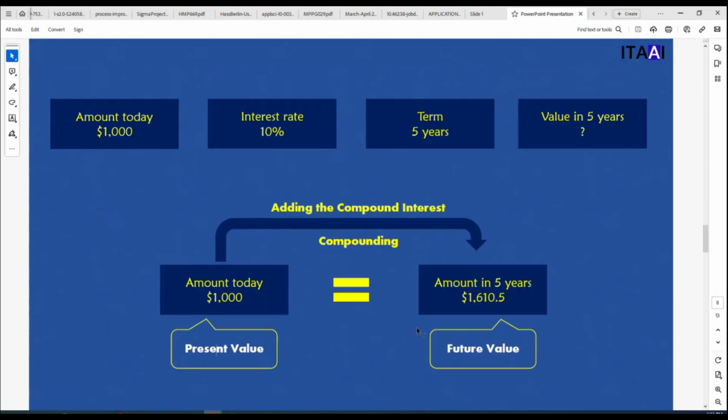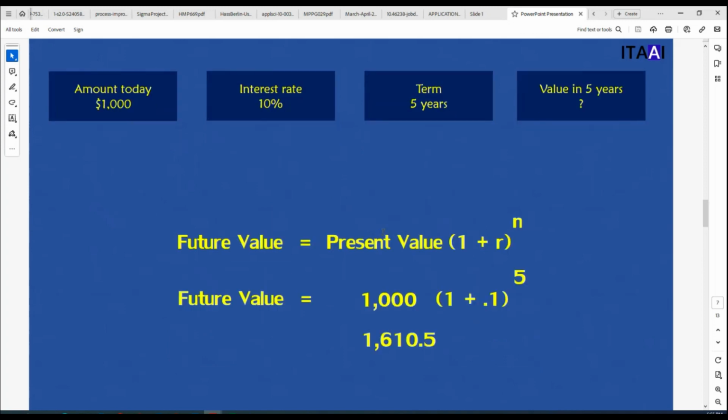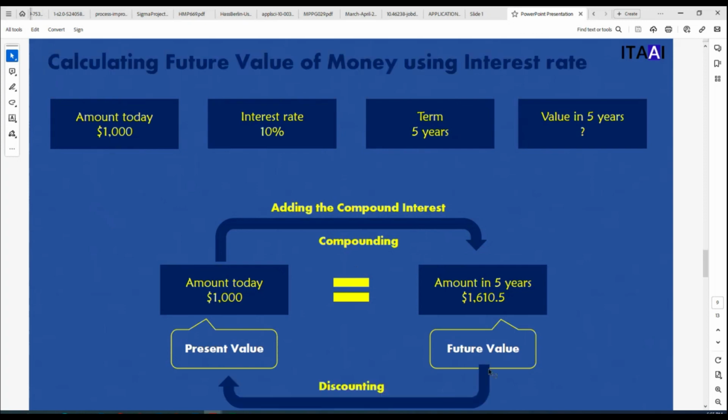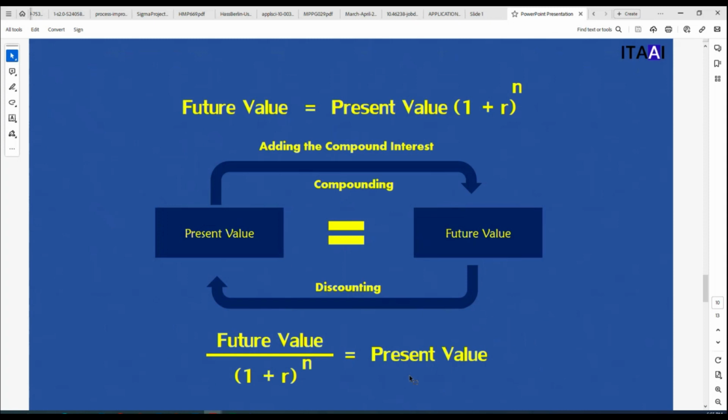And the reverse process: if I know the future value, the interest rate and the term, I can do this in a reverse manner. So all I have to do is reshuffle these terms. My present value will be future value divided by 1 plus r raised to n, and that process is called discounting. This is the formula that we talked about. It's the same formula, future value equals present value multiplied by 1 plus r raised to n.